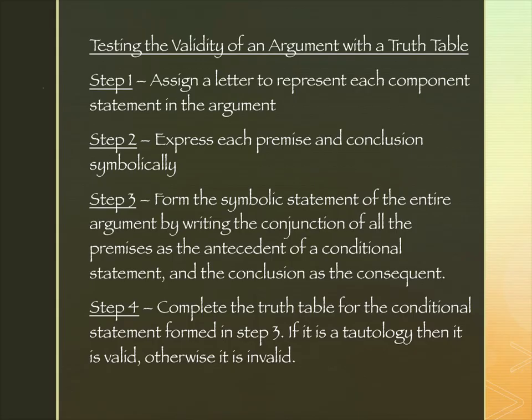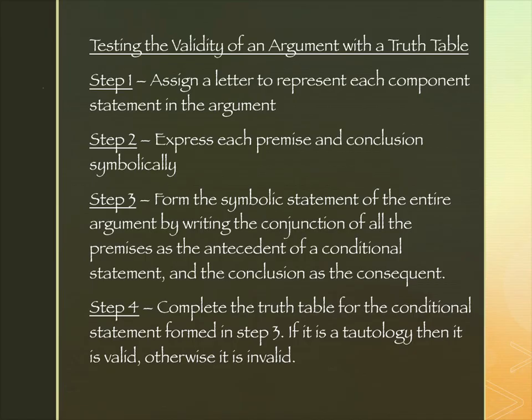Step 2 is to express each premise and conclusion symbolically. Step 3 is to create a symbolic statement using an and statement, that's a conjunction of all the premises, as the antecedent of a conditional statement and the conclusion as the consequent. Yeah, this is a smart sounding slide, isn't it? Oh yeah. And then step 4 is to create the truth table and decide if it's valid.